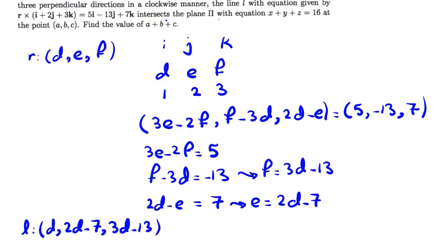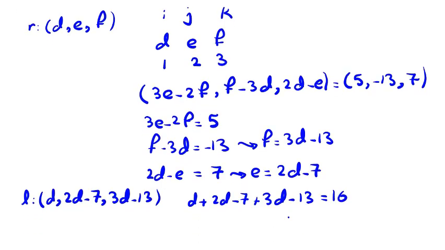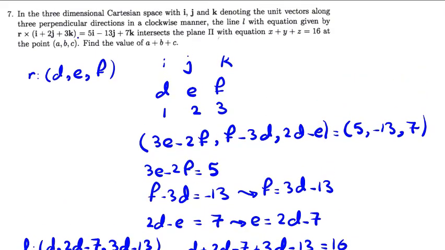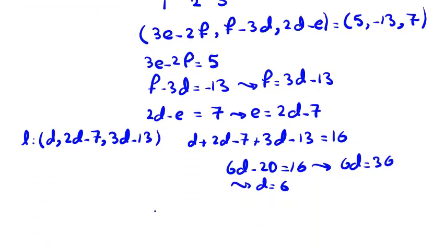Now we want to find the intersection of this line and the plane pi. So x + y + z must be 16. So d + 2d - 7 + 3d - 13 is 16. So 6d - 20 is 16, so 6d is 36. So d is 6.